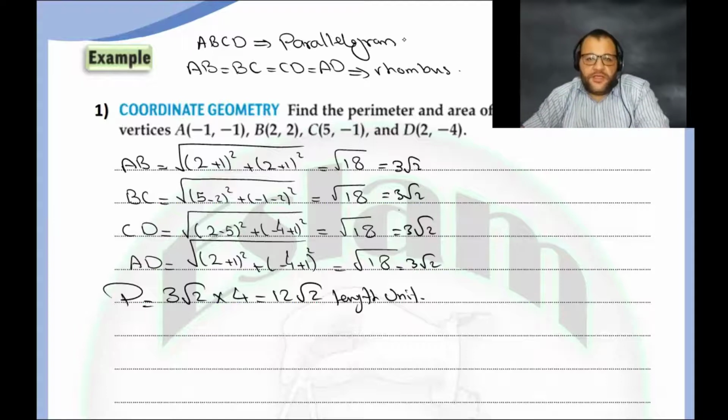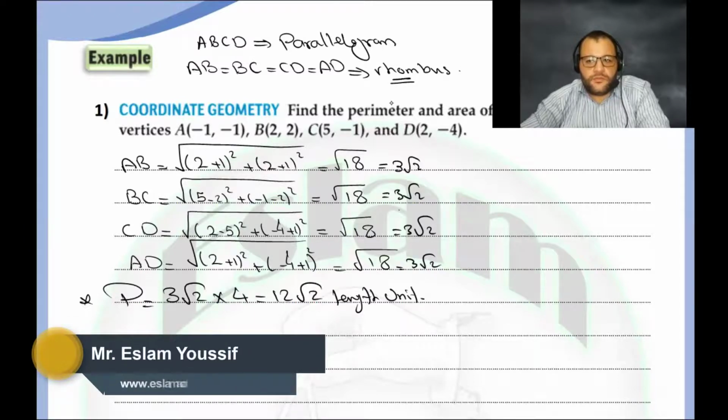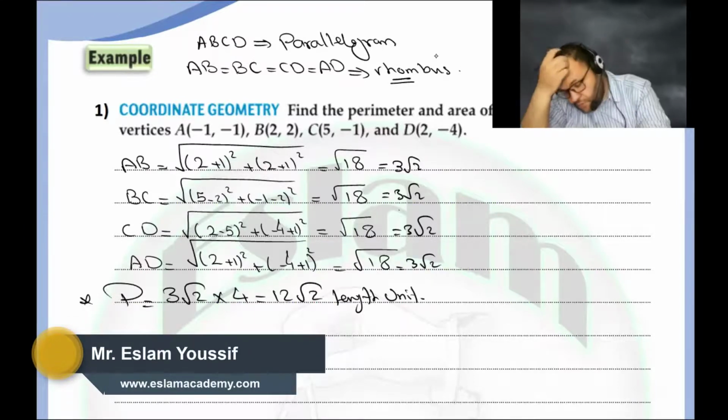Now we need to find its area. To find its area, you need to identify the shape. How can we find if the shape is a rhombus or a square? Because there is an area formula for the rhombus and another area formula for the square. What is the area of the rhombus?